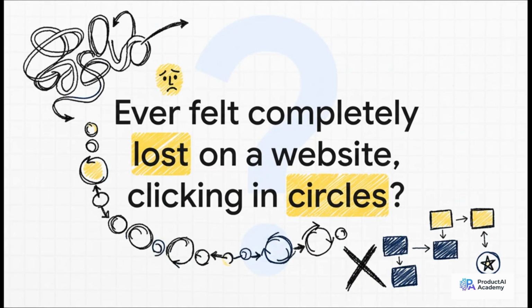You know the feeling, right? Of course you do. We've all been there. That frustration, that sense of being totally stuck. Well, that's not just a bad user experience, it's a massive business problem. And it's the direct result of a broken, or even worse, a non-existent information architecture. It's a failure of that invisible blueprint that was supposed to guide you.